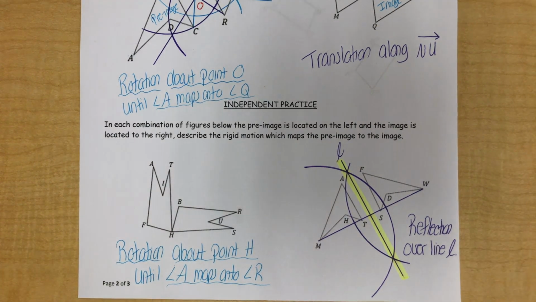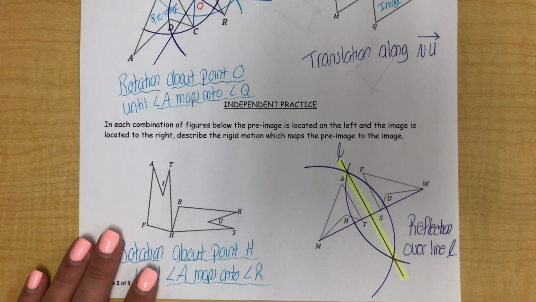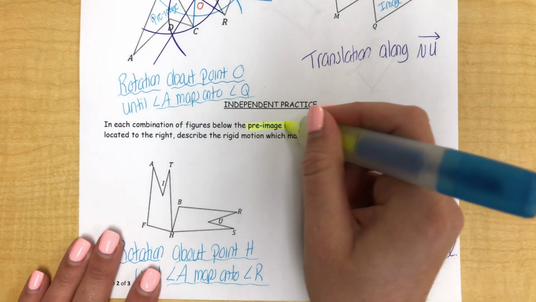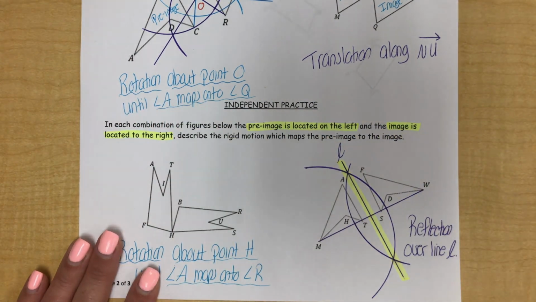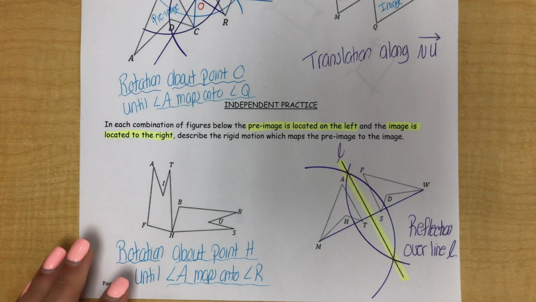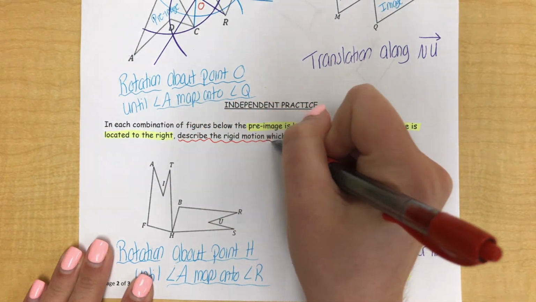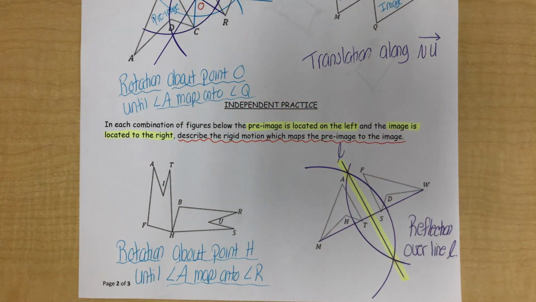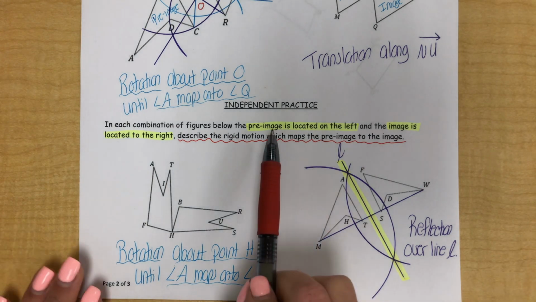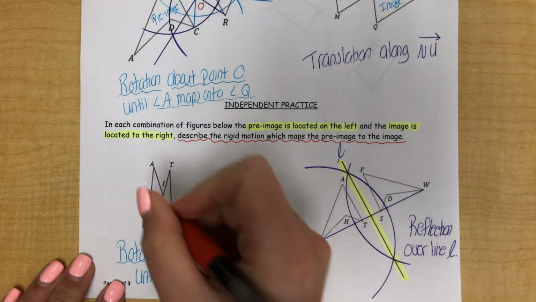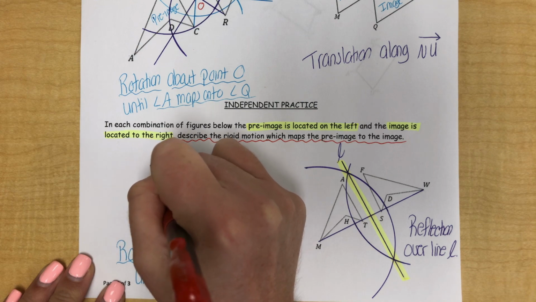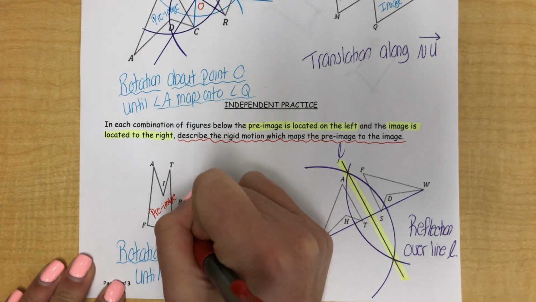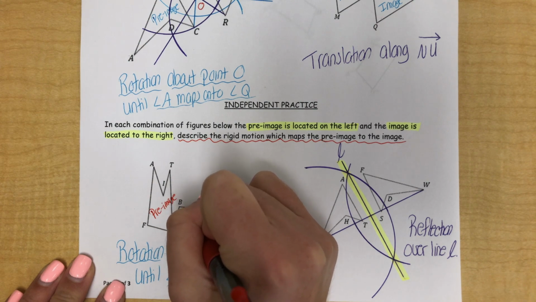All right, guys, so as we look at the independent practice here and we read the directions carefully, it says in each combination of figures below, the pre-image is located on the left and the image is located to the right. And then the question asks us to describe the rigid motion that's going to map the pre-image to the image. So again, if I know that my pre-image is located on the left, you could have definitely gone ahead and labeled that. So let's do that now. Here's my pre-image. That's where I'm going to start. Here's my image. This is where I'm supposed to end up.